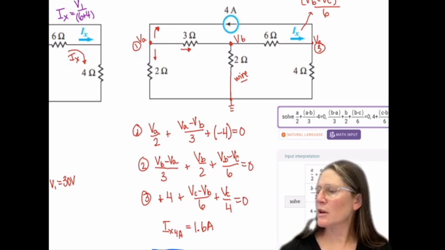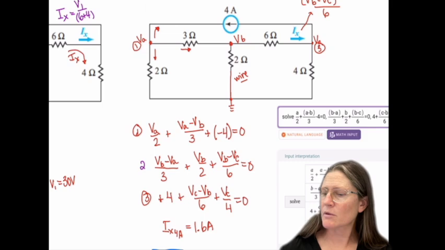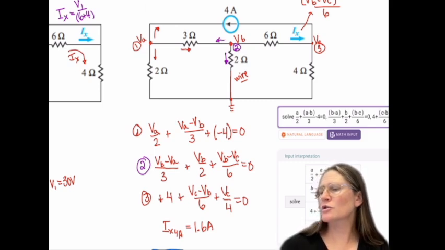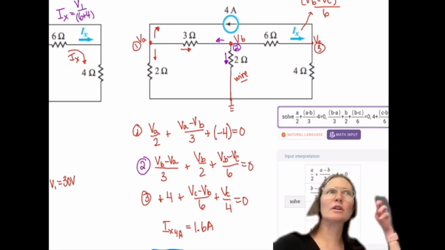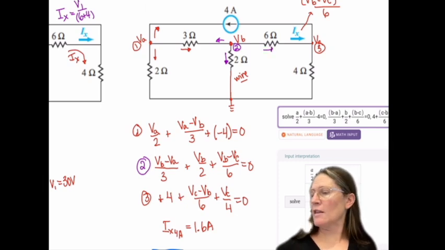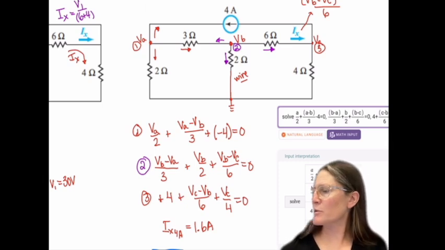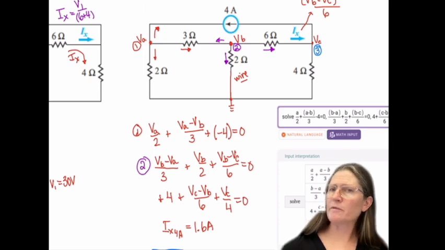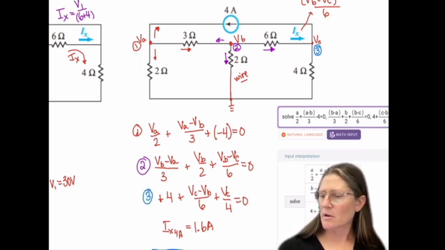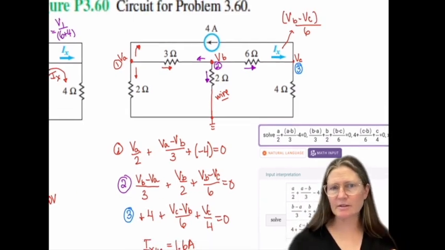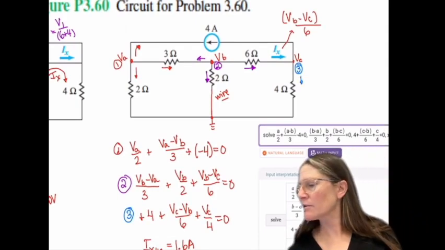Equation 2, so equation 2, I have VB over 2, and then I can either do VA minus VB over 3 and a minus of that, or I can say it's VB minus VA over 3, and then IX, which is VB minus VC over 6, and then number 3, is going to be 4 amps goes out, and then a minus VB minus VC over 6, which is a VC minus VB over 6, and then a plus VC over 4.